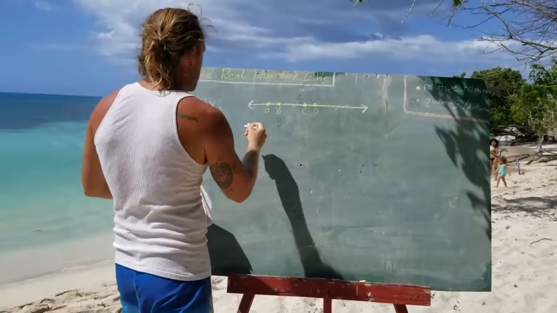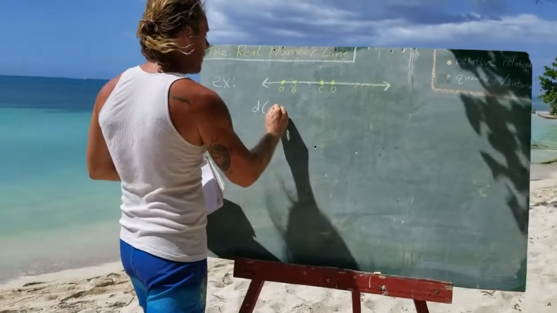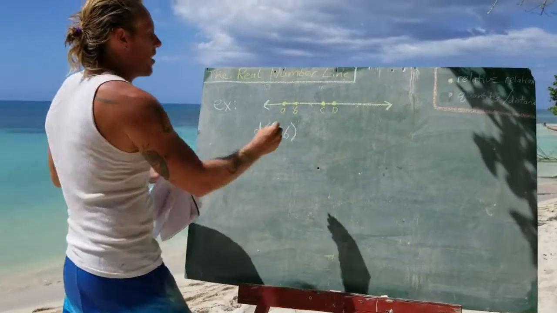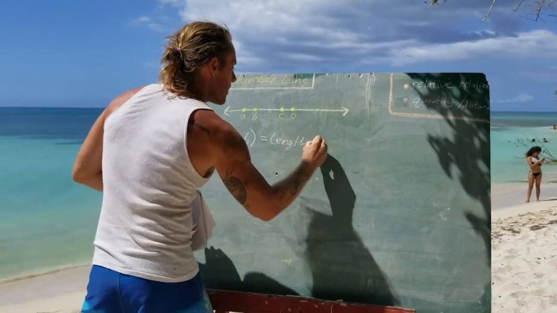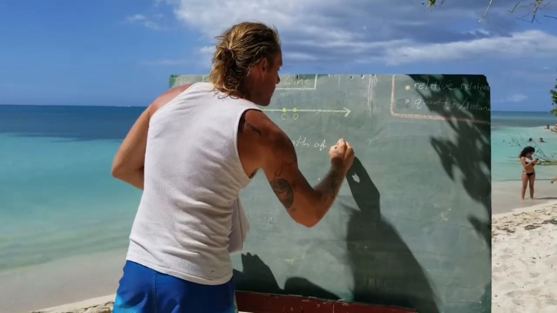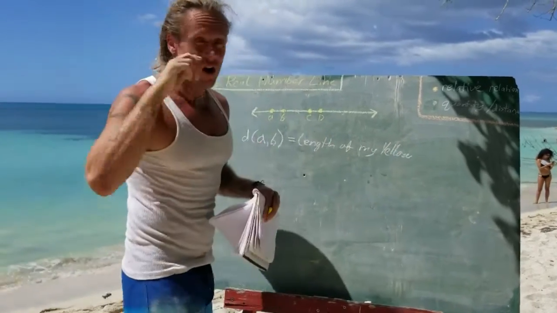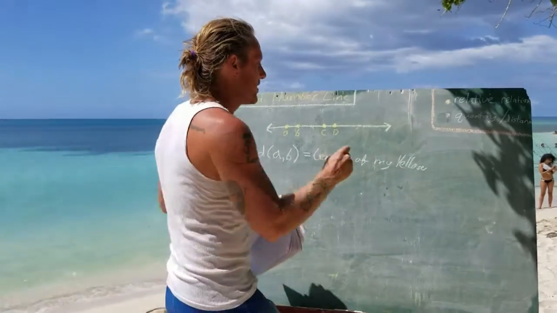And a way we can denote this is we can say D, standing for the distance of points A and B, we can say are equal to the length of my yellow, or amarillo, if you're watching Damaris' conversational Spanish, chalk.